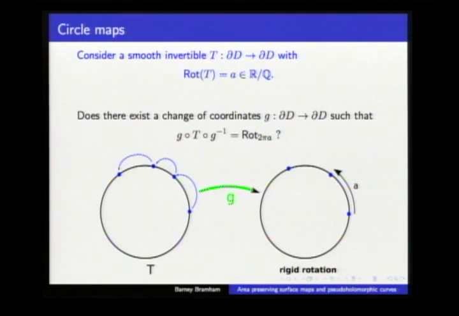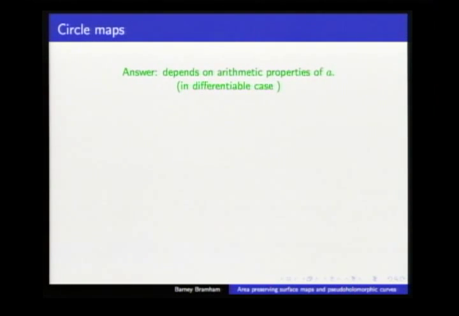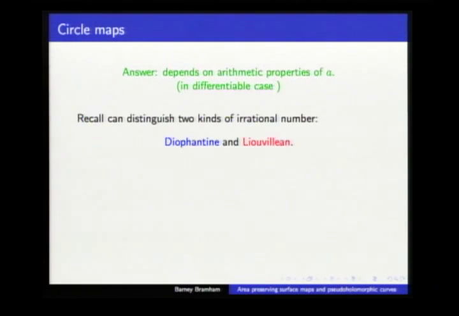That's clear. So, of course, this is a very old question, and I guess Poincaré first looked at this in the case when you're looking for a continuous change of coordinates. I'd like to talk more about the case when you're looking for a differentiable, or smooth, change of coordinates. So, in this case, as probably everyone or many of you know, this depends very much on the arithmetic properties of this irrational number alpha. So apologies for everyone who already knows about this, but let me just recount this.